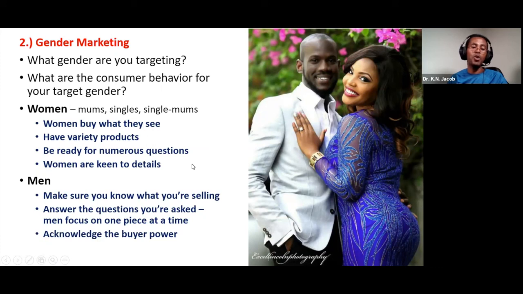Number 3, acknowledge the buyer power. Men want to be recognized. They want their ego to be massaged. Now, whenever you're dealing with men, don't illustrate the seller power. Do that with a woman. You impress a woman. But for a man, it is the buyer, the customer. The customer wants to feel like God. The customer wants to feel like king. The customer wants to feel recognized and appreciated.